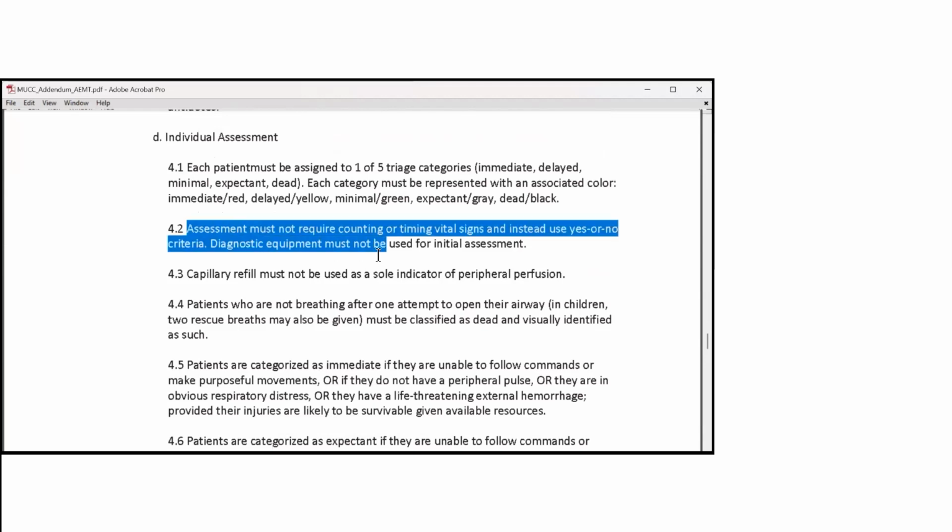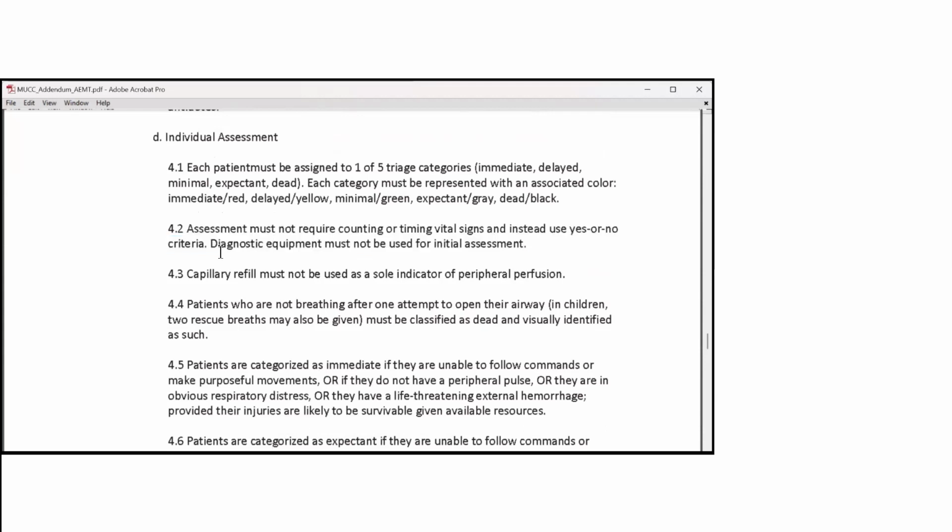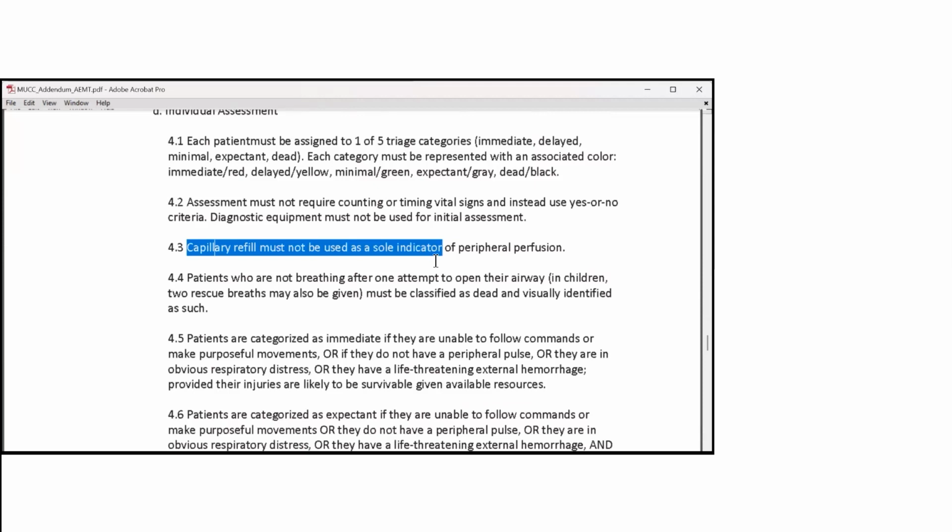The assessment must not require counting or timing vital signs. Instead, use yes or no criteria. So your tool must be as simple as using yes or no criteria. You do not need to have diagnostic equipment to use that triage tool. Capillary refill must not be used as a sole indicator for peripheral perfusion. We know how inaccurate that is.